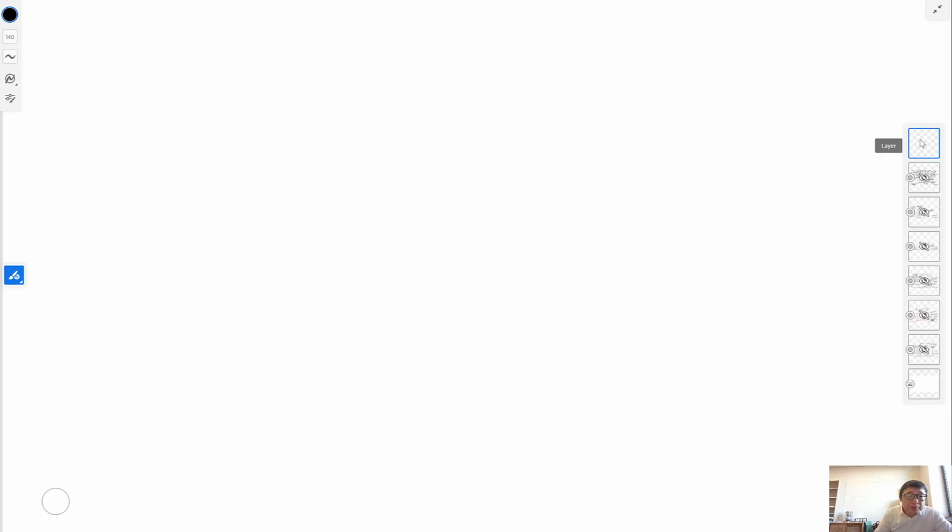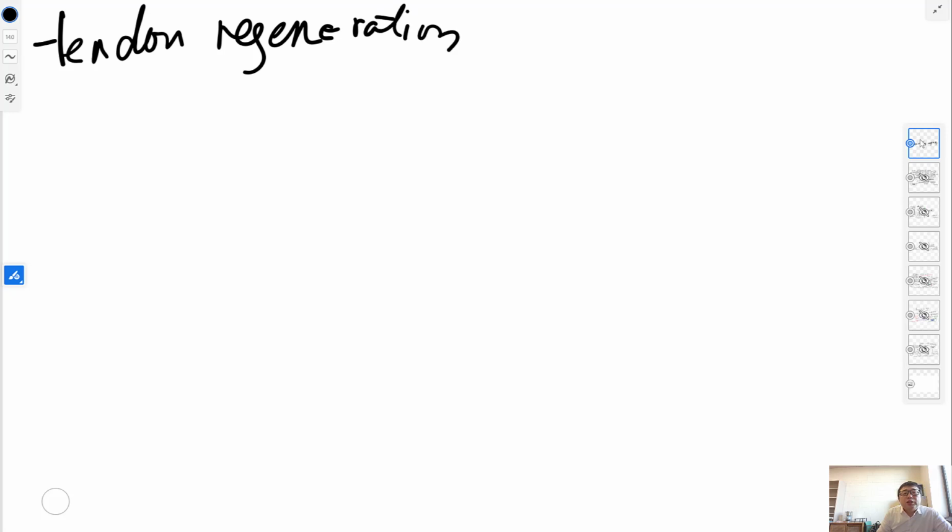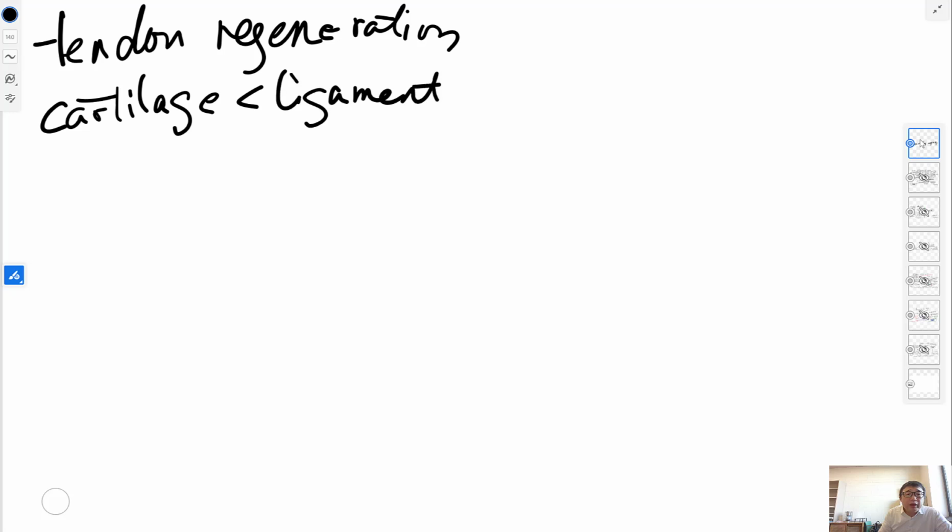Let's move on to tendon regeneration. If we look at it as a chart, the worst for regeneration is cartilage, and then ligaments are a little bit better, and tendon is better than ligament. Why? Because it has more blood vessels.